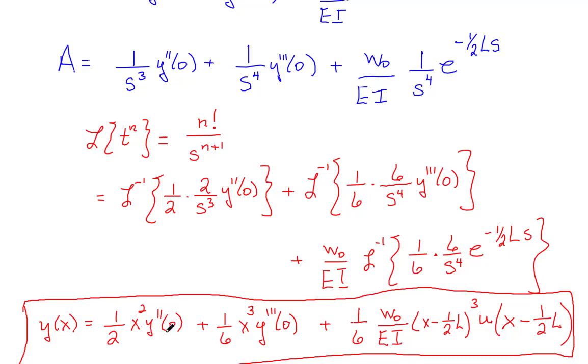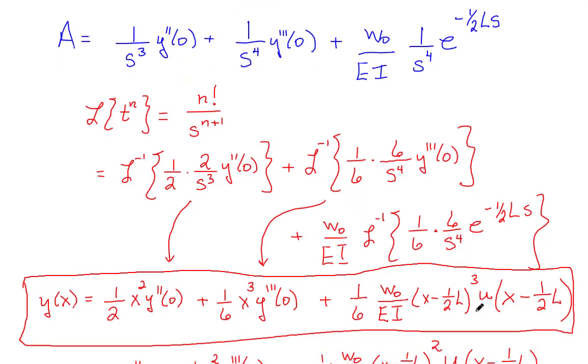Y double prime at 0 still sits there as a constant. This one is x cubed. So this went to there, and this went to here. And the inverse Laplace transform of this term has this piece in it, so this piece is delayed by the delay, so x minus 1/2 L cubed. So there's our solution, and we'd be done if we knew y double prime and y triple prime at 0.